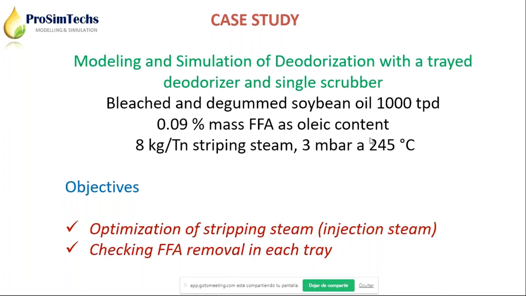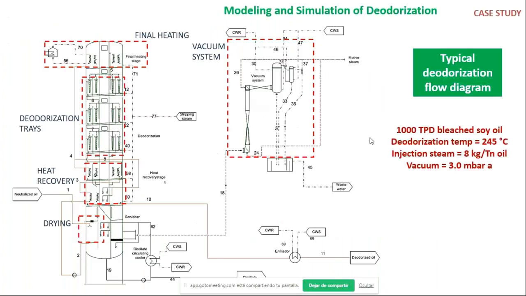Let us consider, or I am considering, this typical deodorization process in which we have a drying stage, a heat recovery stage inside the deodorizer, a final heating stage using high pressure steam, and three deodorization trays. And also we have a conventional vacuum system using cooling water and indirect steam condensers.